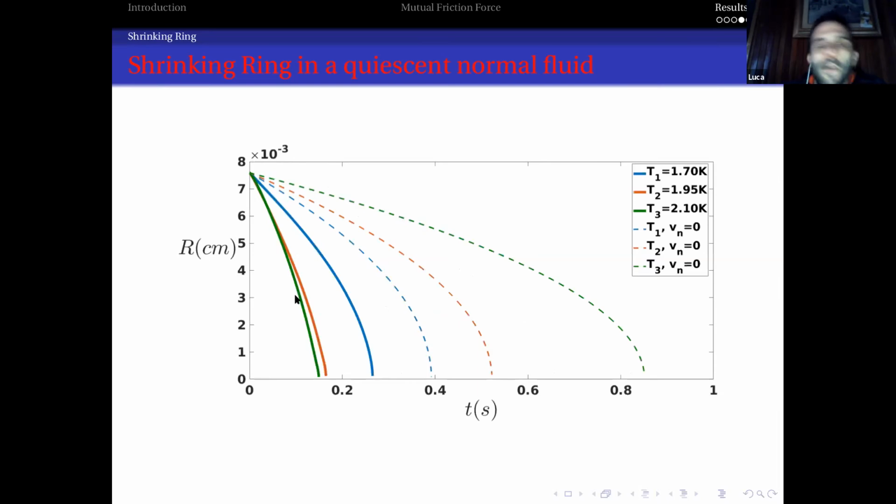Interestingly, if we use our model, where the mutual friction force is modeled with the low-Reynolds number classical fluid dynamic approach, and we switch off the coupling, we get those dashed lines, which show that the pattern is reversed: the higher the temperature, the higher the lifetime. So it's quite promising, because it means that it is precisely the coupling of the two fluids which allows us to recover the expected results.